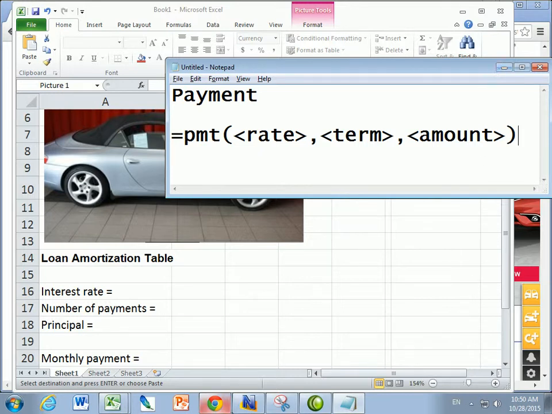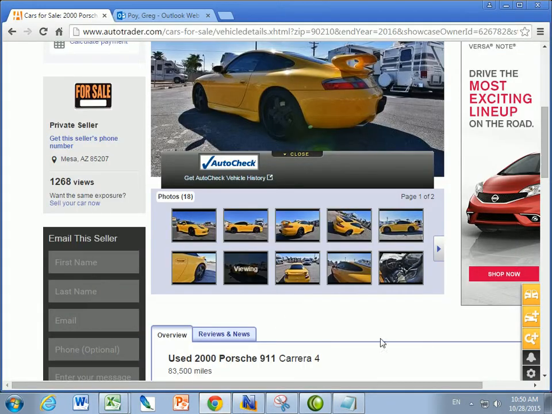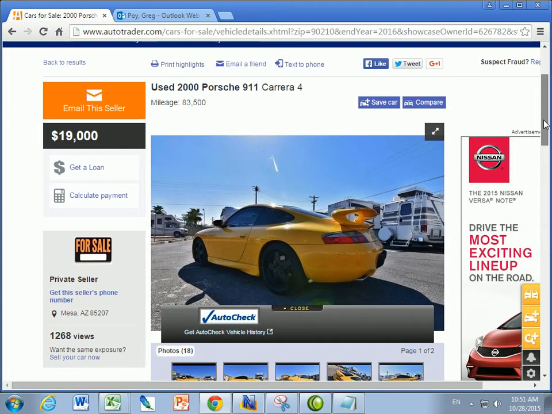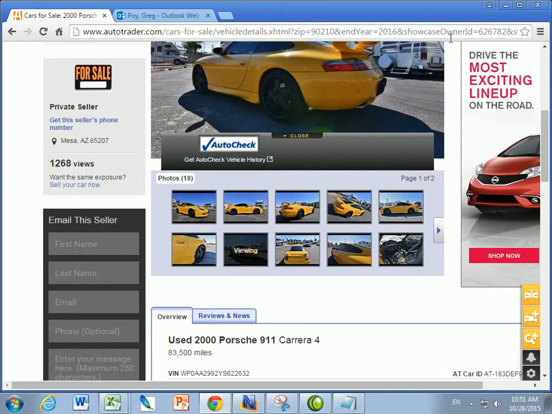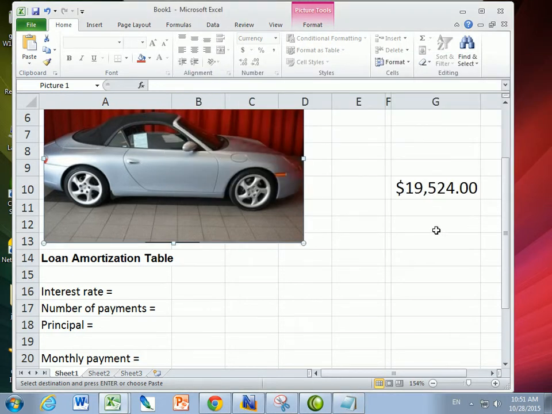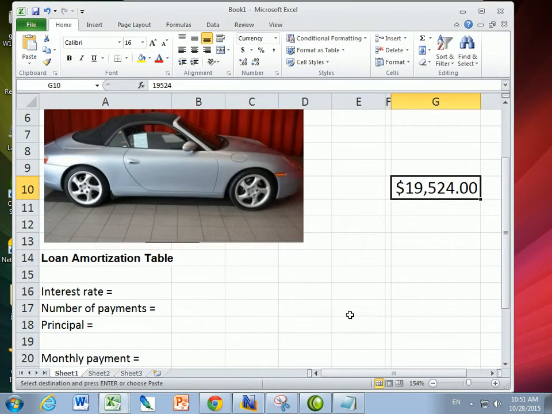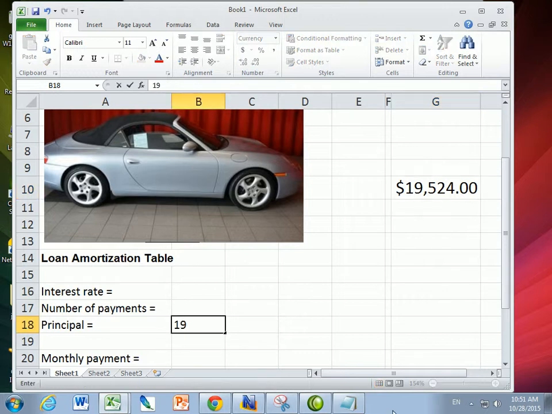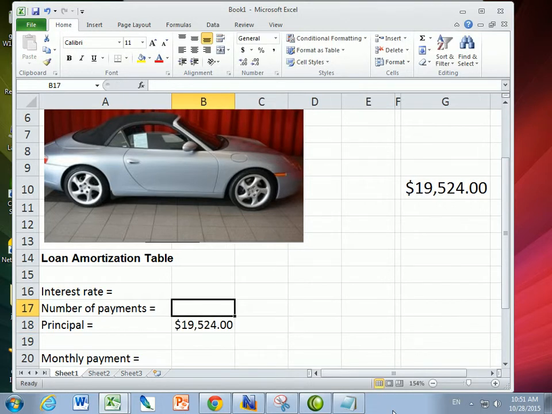What we did for fun is we started off by going to Auto Trader and finding a car that we liked. In this case, I found a Porsche, not this one, but a different one. And the Porsche was $19,524. So what I'm going to do is put where it says principal $19,524, and say I'm going to borrow that much money.